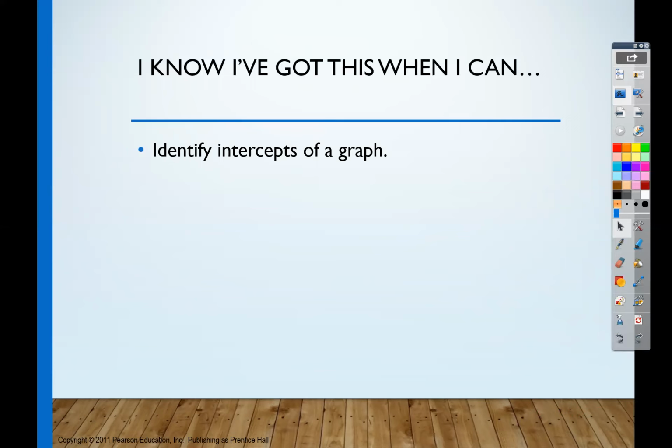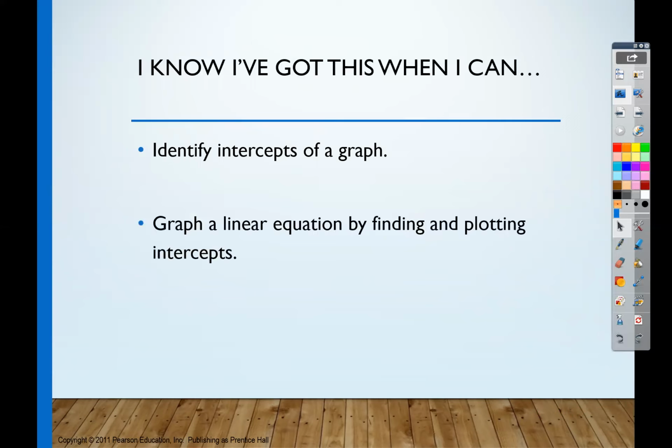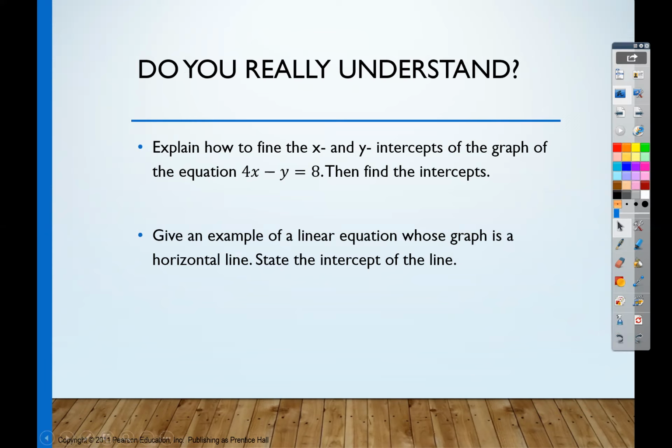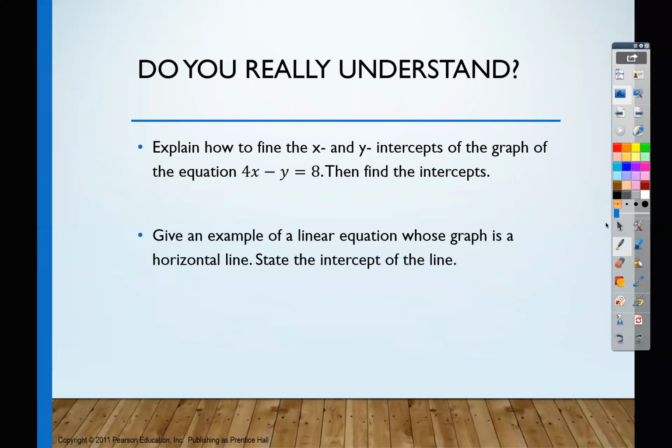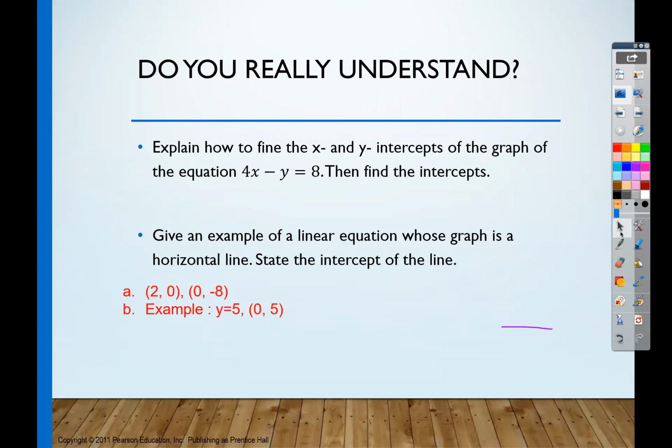So I know I've got this when I can identify the intercepts of a graph, graph a linear equation by finding and plotting the intercepts, and identify and graph vertical and horizontal lines. Do you really understand? Explain how to find the x and the y intercepts of the graph and the equation, and then find the intercepts. So you would plug a 0 in for x and a 0 in for y and find both of them, and then find the intercepts. So you would get 2, 0 and 0, -8.